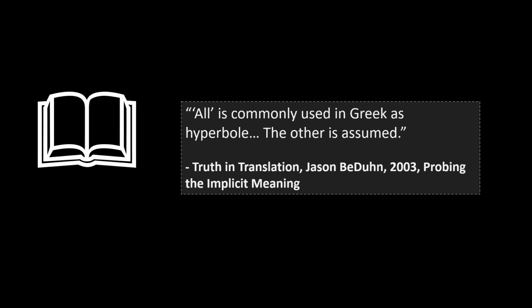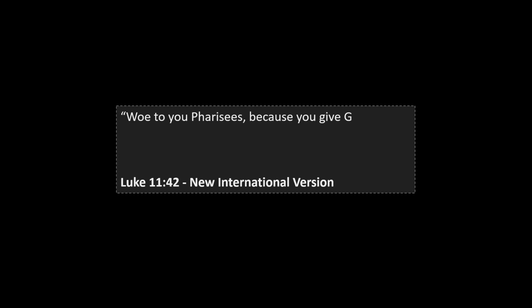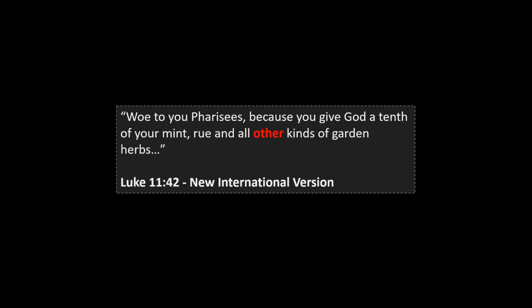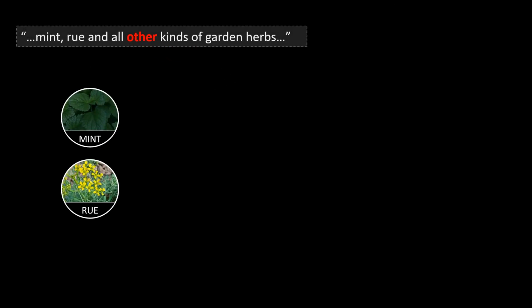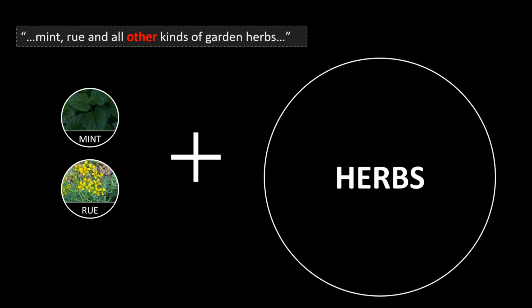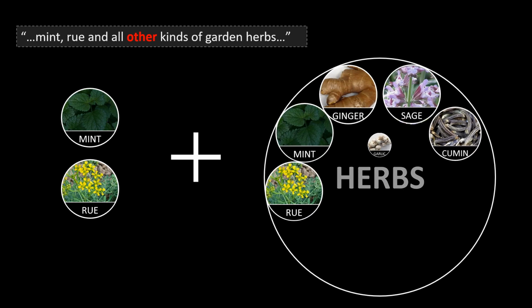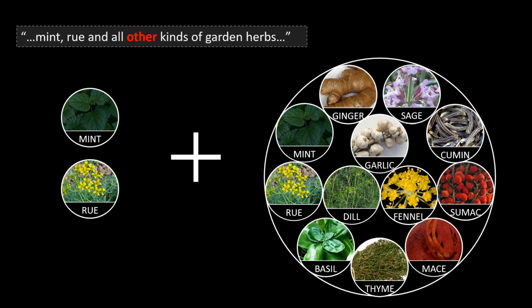The "other" is assumed. A good example of this is in Luke chapter 11. When Jesus was rebuking the Pharisees, he says, "Woe to you, Pharisees, because you give God 1/10 of your mint, rue, and all other kinds of garden herbs." Here the "other" has been added and does not appear in the original Greek. However, mint and rue were widely known as being herbs, so similar to the case with Peter and the other apostles, adding "other" makes sense here too, and many translations do add it.